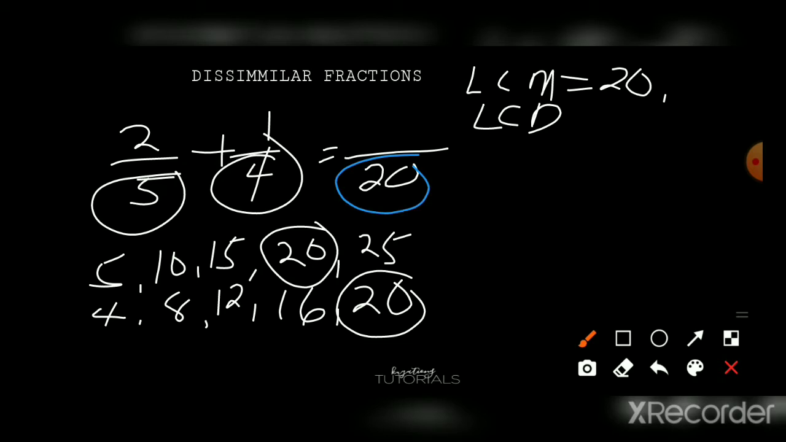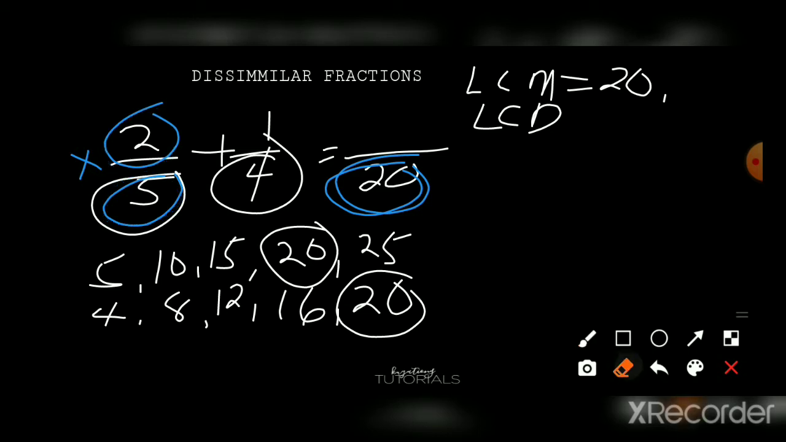Atong i-divide ha ni 5. Okay, so 20 divided by 5 pila man? That is 4. Ikahumatog divide ni 5, ang result ato na pong i-multiply sa ibabaw. So 20 divided by 5 equals 4 times 2, that is 8.